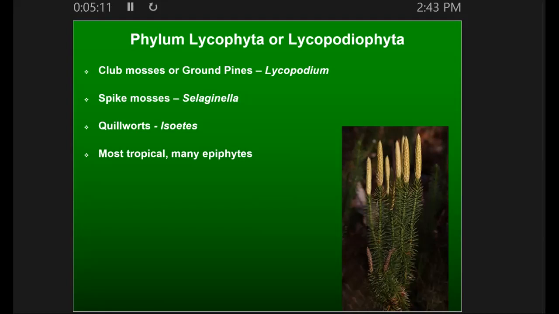So I call them club mosses. A lot of people call them ground pines, because they look like little pine trees sometimes. And then the genus is Lycopodium. Spike mosses are another group in the phylum. Quillworts are the third. I'll show you examples of those. You're probably most familiar with club mosses, I would guess.